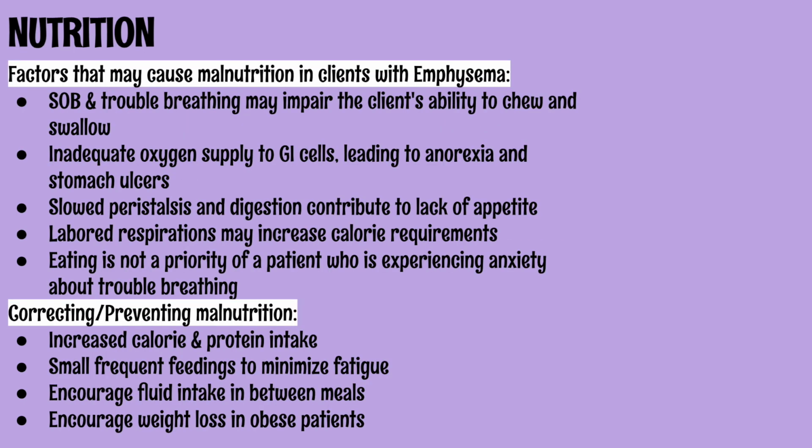Patients with emphysema are at risk for malnutrition, and different factors can lead to it. For example, shortness of breath and trouble breathing may hinder the client's ability to chew and swallow their food. Lack of oxygen to GI cells may lead to stomach ulcers and anorexia. Peristalsis and digestion may slow down, causing the patient to lose their appetite.